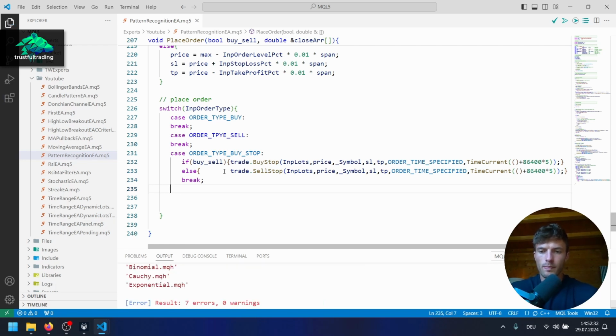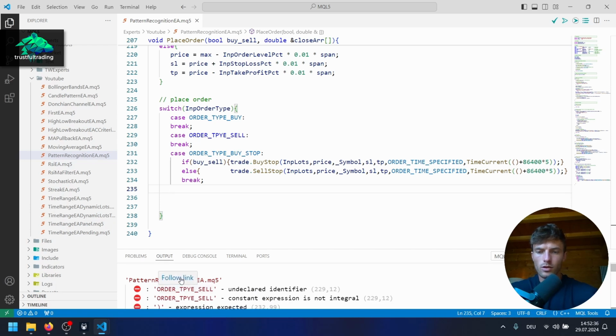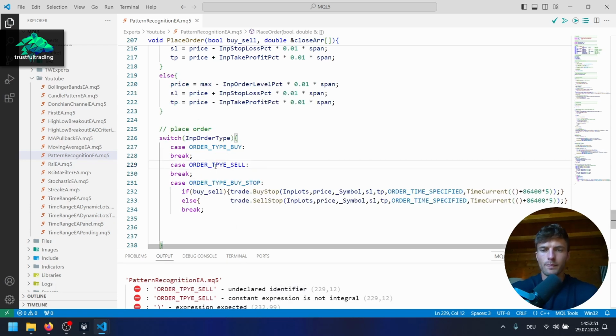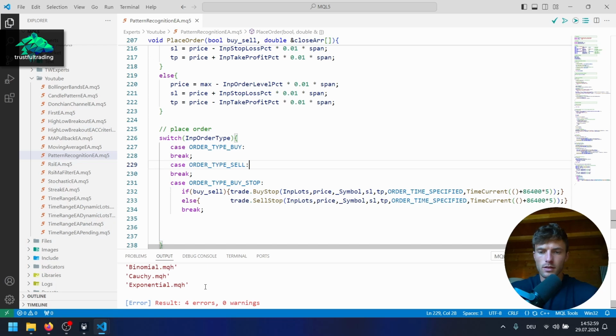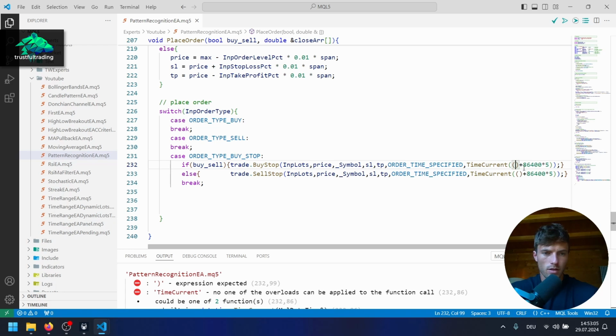So let's hit compile. We have a few error messages here. Order type sell. Okay. Order type sell like this. Let's see. 4 more mistakes. Some bracket is missing here.